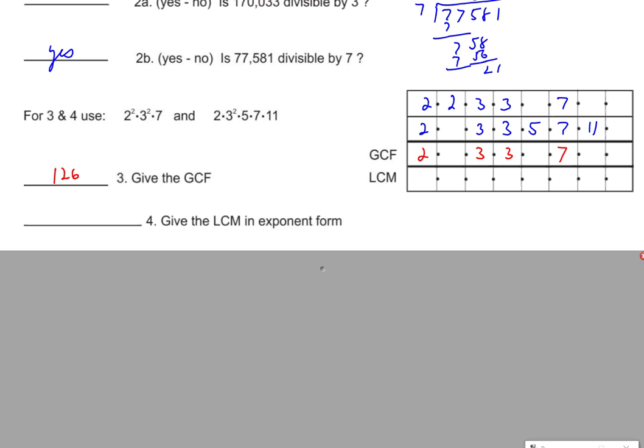LCM. So remember, GCF only where you have a full column, LCM every column, right? So this is going to be a 2 squared times 3 squared times 5 times 7 times 11. You definitely don't want to take the time to multiply that out, right? And most of you guys are good with your LCMs and GCFs.